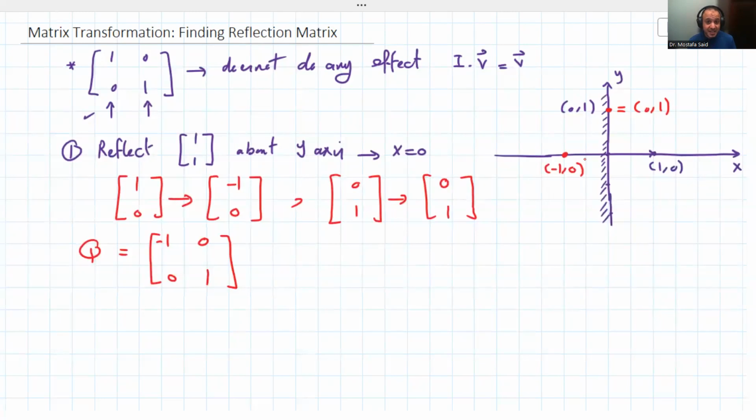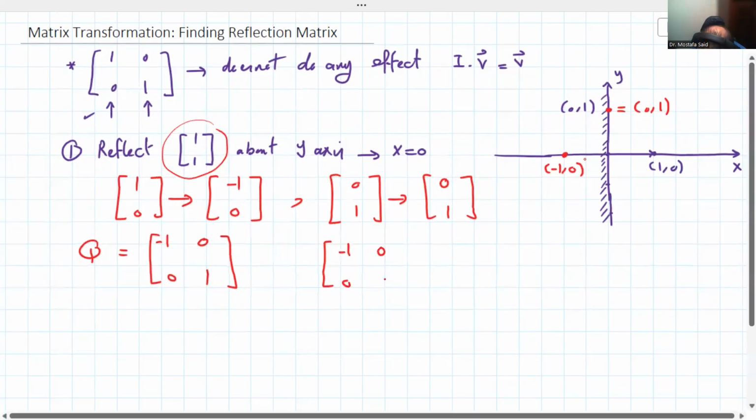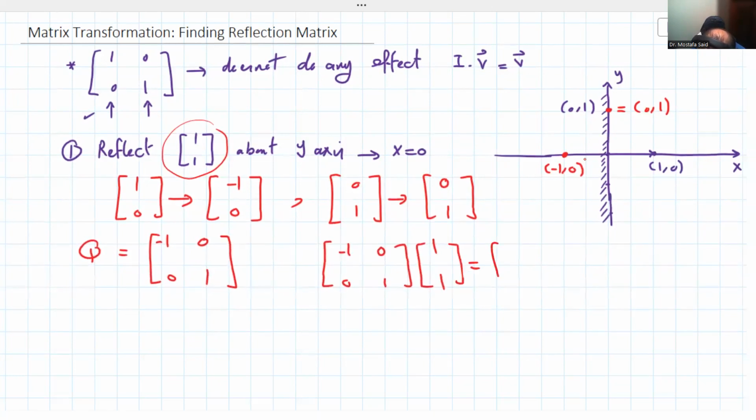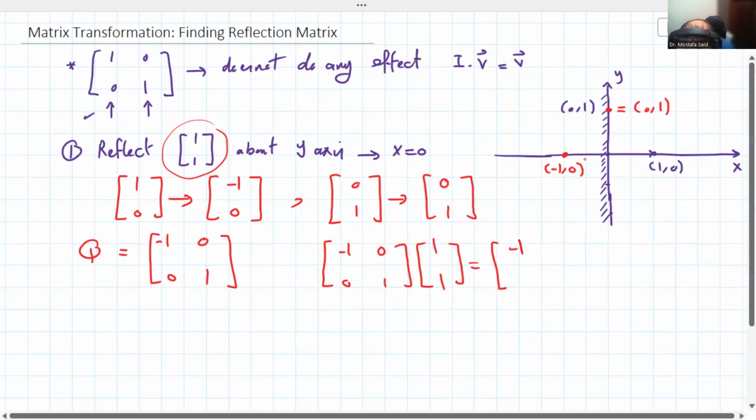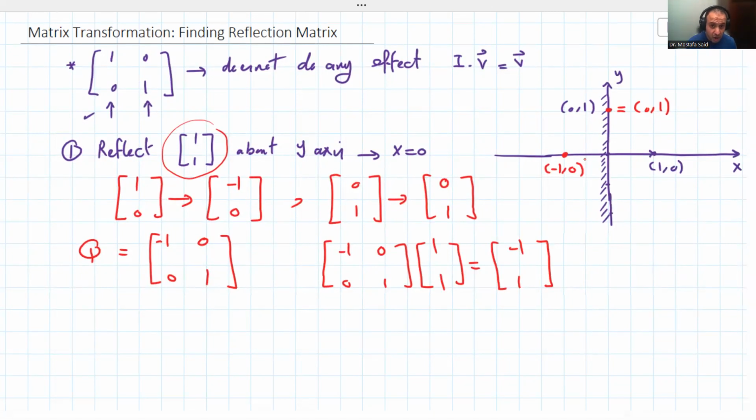Let's apply that on 1, 1. That's our original question: we want to reflect 1, 1. We take the matrix -1, 0, 0, 1 and multiply it by 1, 1. Doing the matrix multiplication, this gives us -1 and this gives us 1. So the point 1, 1 will be reflected to another location with coordinates -1 and 1.